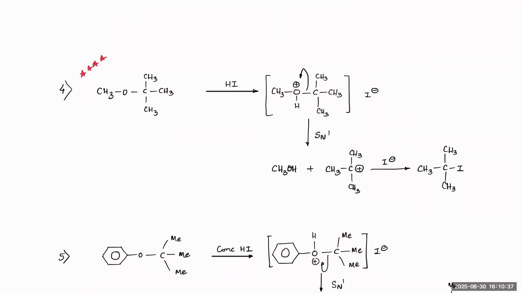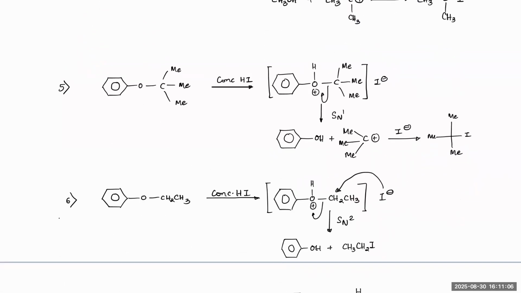But now notice this one. Left hand side is 1 degree or methyl, but right hand side is 3 degree. I told you, the minute you have 3 degree or phenyl, benzyl or allyl, it will always go via SN1 mechanism. So first protonation will happen, the bond has to be broken here, and you'll get methanol, and this part will convert into a carbocation. Thereafter I minus will connect and you'll get this iodide.